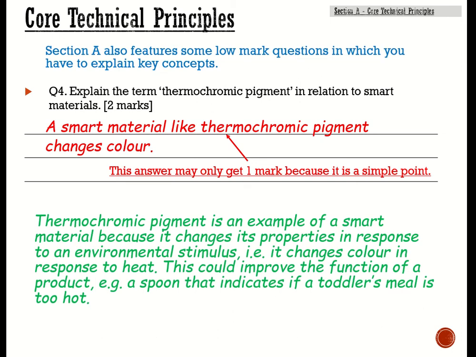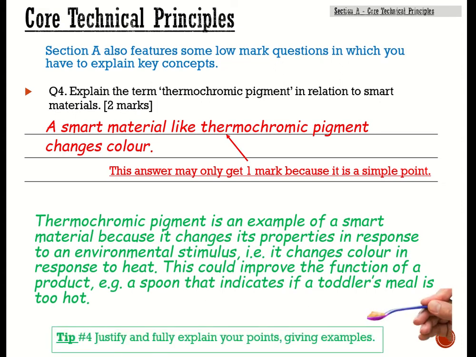Thermochromic pigment is an example of a smart material because it changes its properties in response to an environmental stimulus. That would get you 1 mark probably, i.e. it changes its colour in response to heat. That would probably get you the 2nd mark. And then this could improve the function of a product, e.g. a spoon that indicates if a toddler's meal is too hot. There's an example, so it's definitely going to pick up 2 marks now.